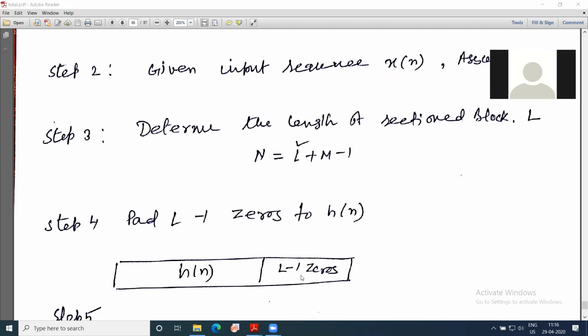Why are these zeros being added? Let me answer. In this problem, in each section we have to perform circular convolution. To perform circular convolution, we require the length of the signals to be the same. So we have to make the lengths equal, and in order to make them equal, we will pad zeros. This is the step in the procedure, and this is how it is explained. When you take an example, it will be more clear.